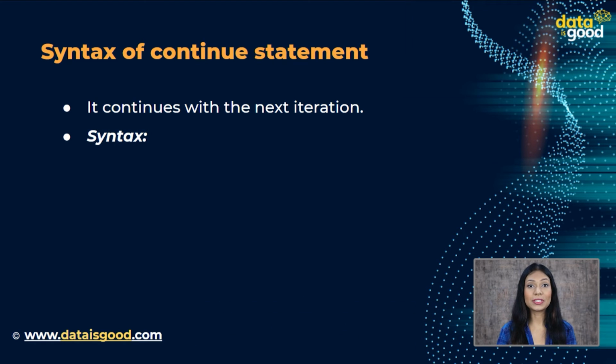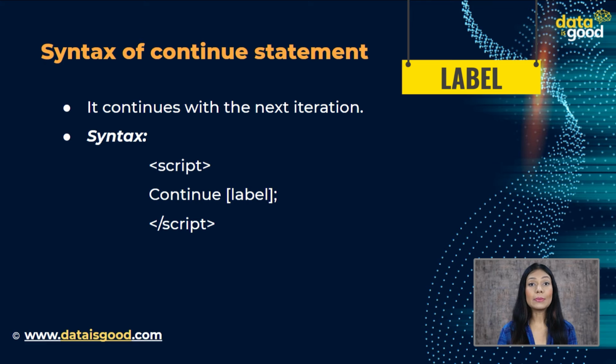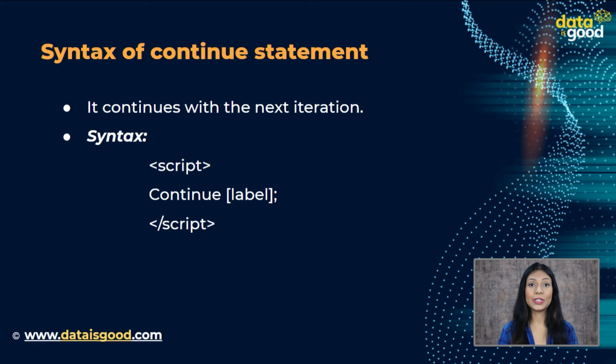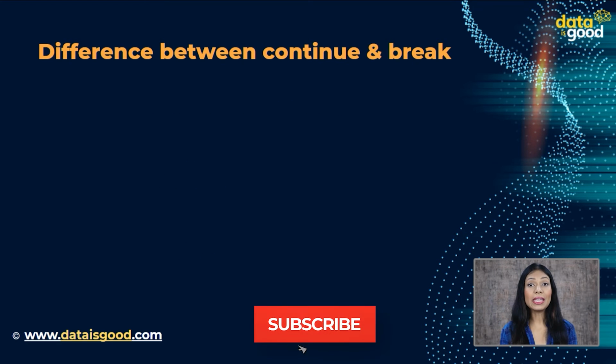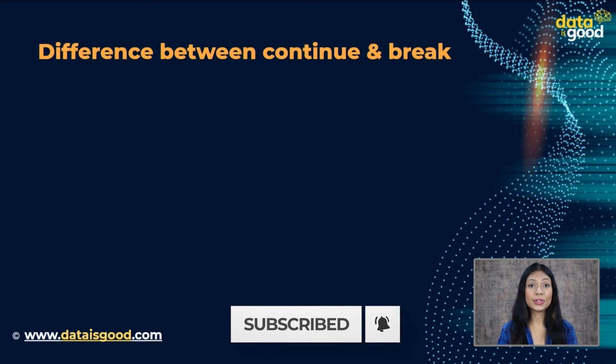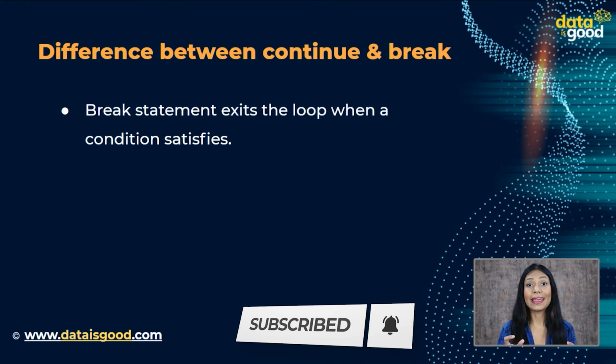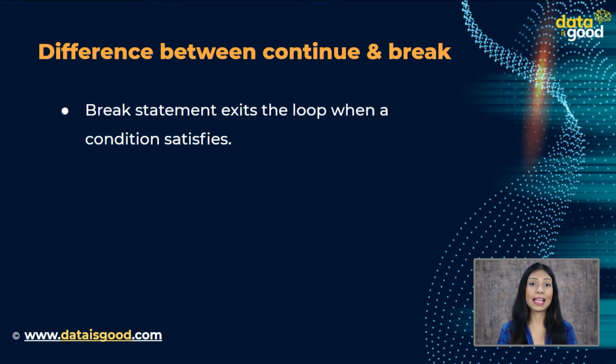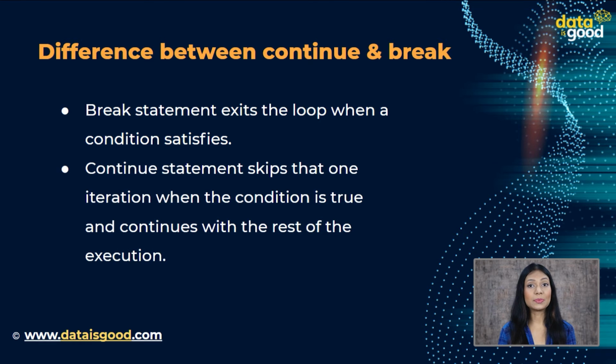Syntax of the continue statement is on your screen. Continue, label. The label is optional and it is rarely used. You just have to use the continue keyword in the code to jump over the loop. Now, the main difference between break and continue is that break statement exits the loop when a condition satisfies. Continue statement skips that one iteration when the condition is true and continues with the rest of the execution.